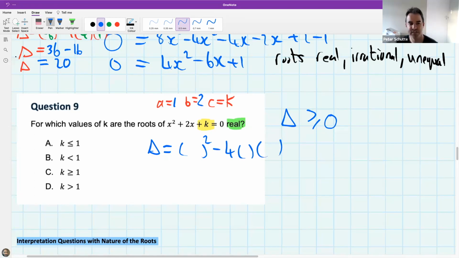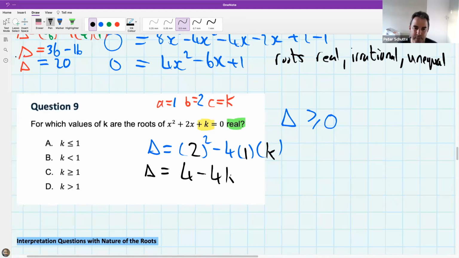So far, I have C and D as part of the options. Who else? Lock your vote in there. For which values of K are the roots real? Now, in almost every question we've done so far, we found delta. So I'm just going to find delta on faith a little bit. It looks to me like delta should be 4 minus 4K.